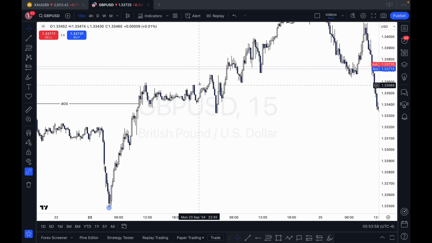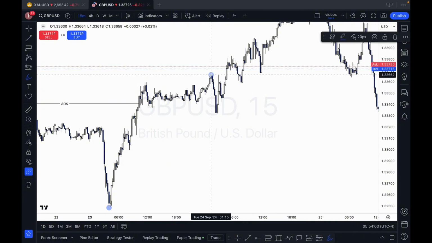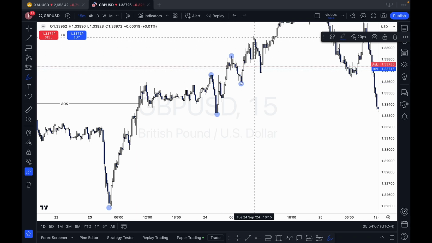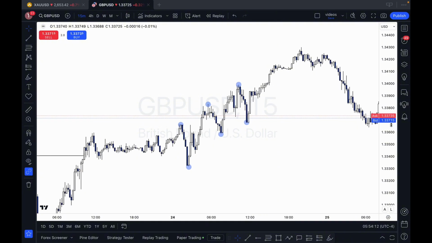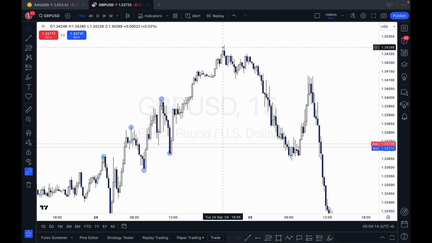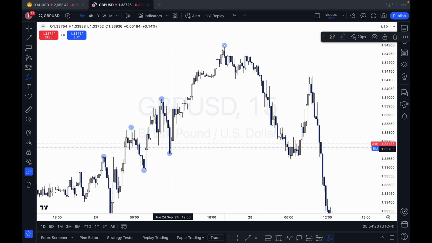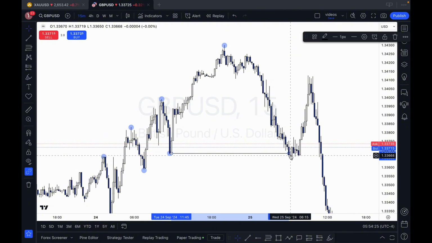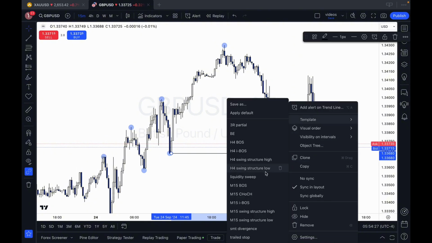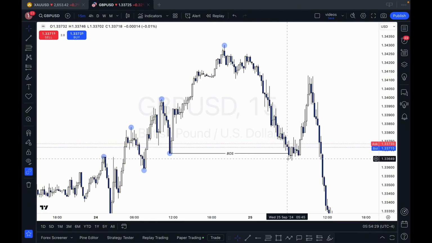So low led to this high, and then a pullback, right? So, excuse me, structure point, structure point, structure point, pulls back, structure point, pulls back, right? A little bit tight, but still counts as structure. And then we have a low that led to that high. Sorry about that. Low led to that high, like so. And then we eventually laid a body below, right? Break of structure, right? Laid a body below, so that counts as break of structure for me.